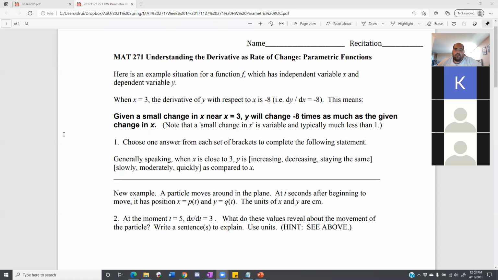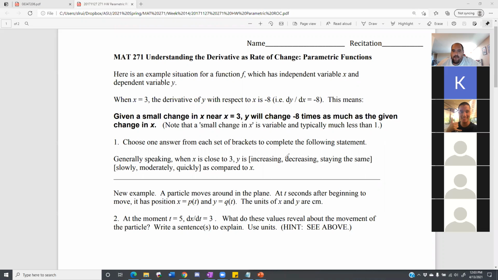All right, for number one, given the description that I am giving you here, what's the right selection to make from these brackets? So generally speaking, when x is close to 3, what's y doing? Increasing, decreasing, or staying the same? I got decreasing. Okay, I got a vote for decreasing. Anybody else want to agree or dissent? I agree. Okay, I think that makes sense to me.